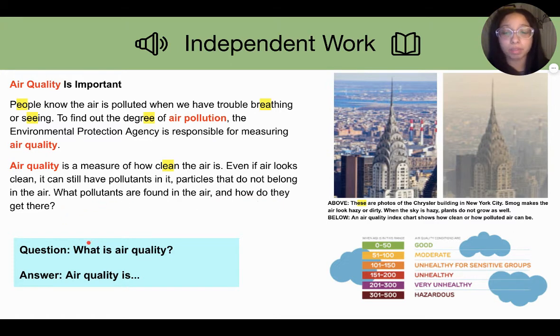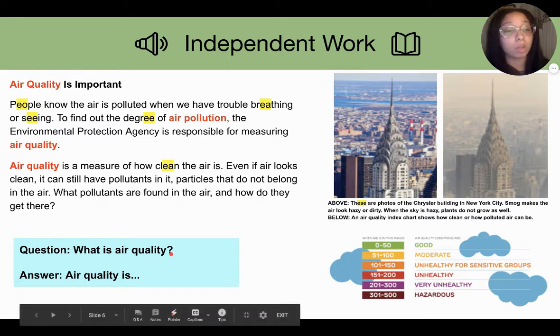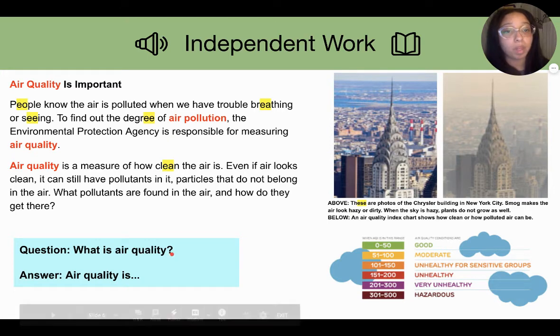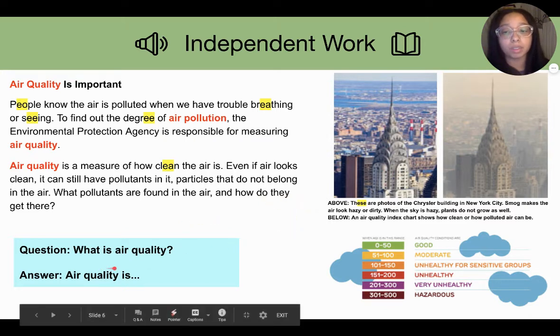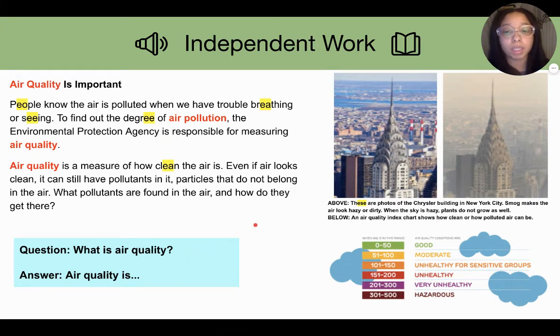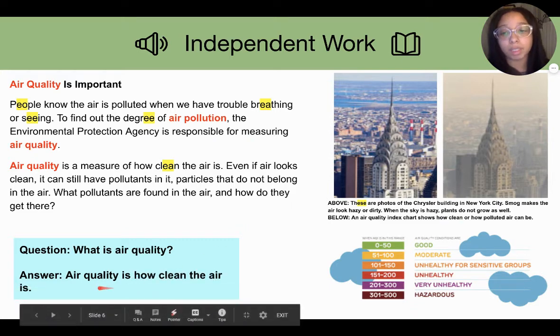Here is the question. What is air quality? You may pause the video now to read this section of the text on your own. You can use the pictures and evidence from the text to answer this question. You can press play when you're ready to continue to the next part of the video. A possible answer you could have written is, air quality is how clean the air is.